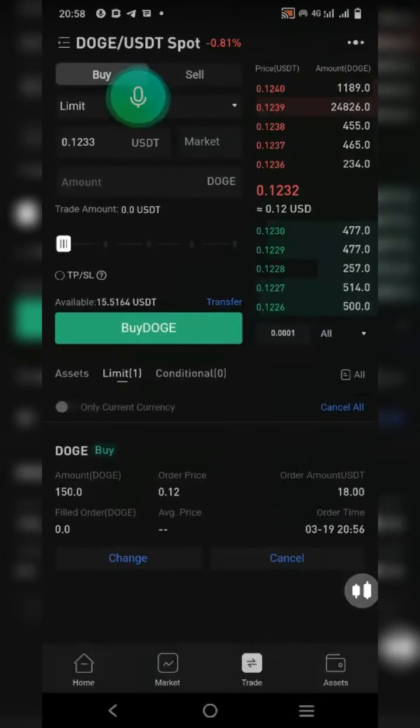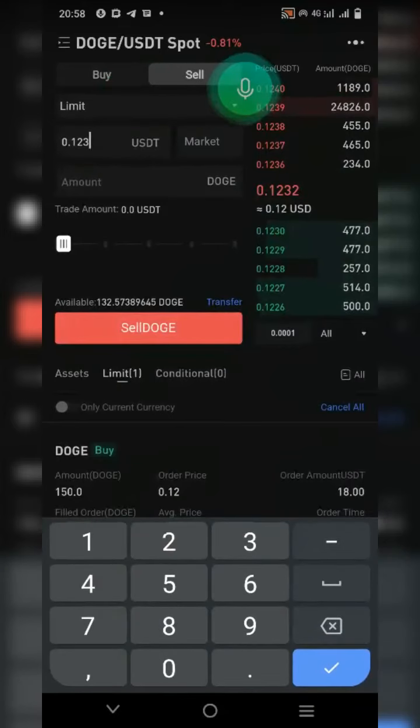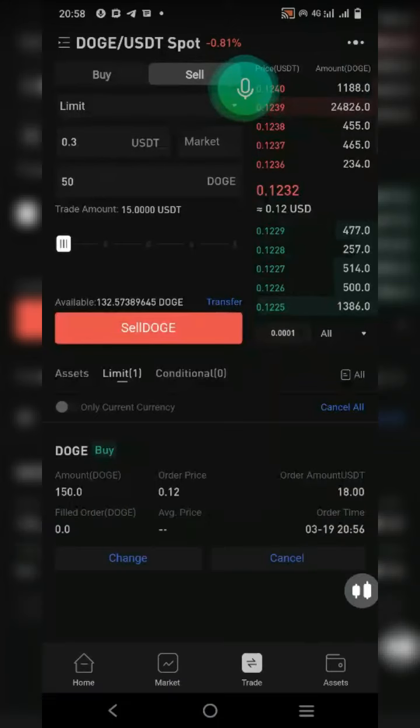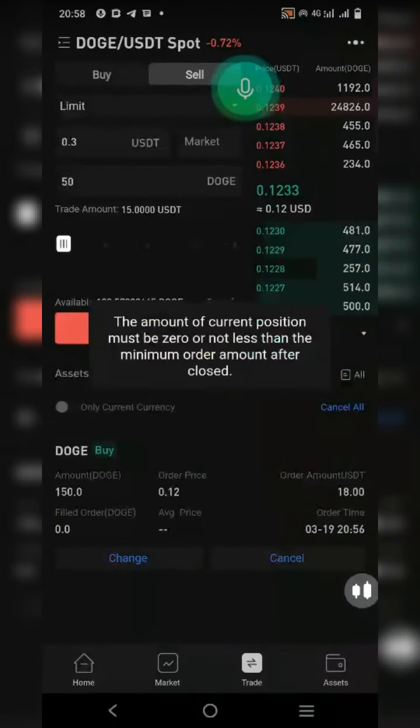So yeah, and when you want to sell, assuming you have Dogecoin, you want to sell Dogecoin when the market reaches 0.3. And how many Dogecoin do you have to sell? I think 32. Let me do 50. 50 Dogecoin when the market is at 0.3 is going to give me 15 USDT, which is above the minimum trigger price. That's 12. So I can click sell Doge. Any day the market reaches that, let it load.